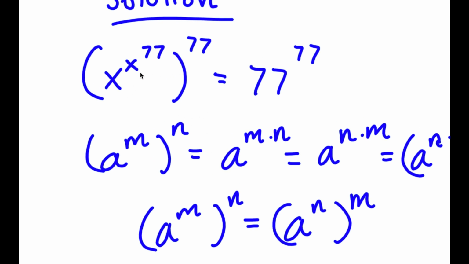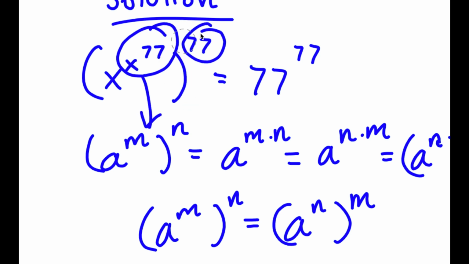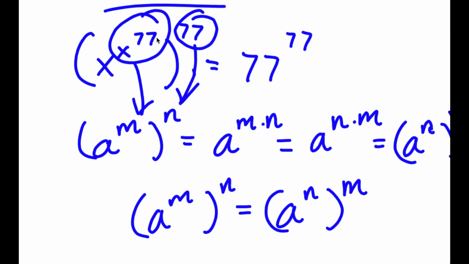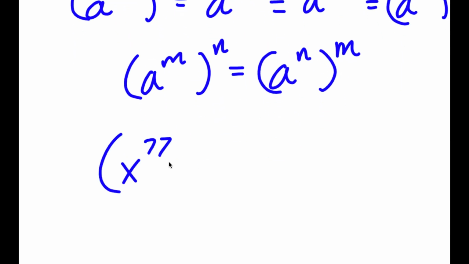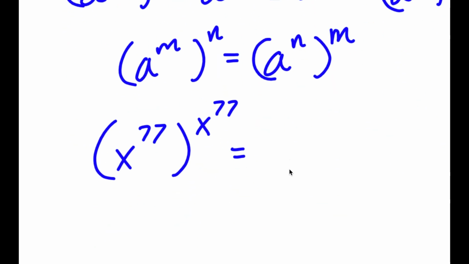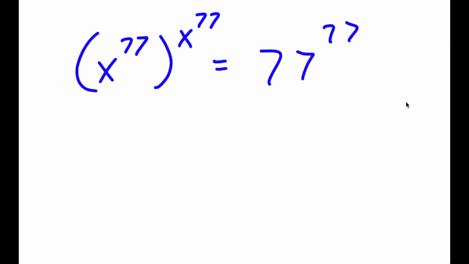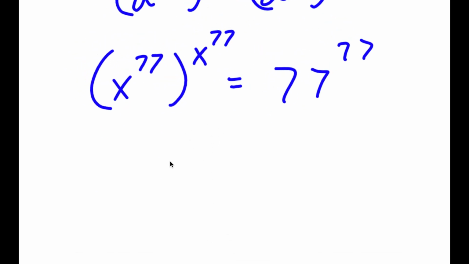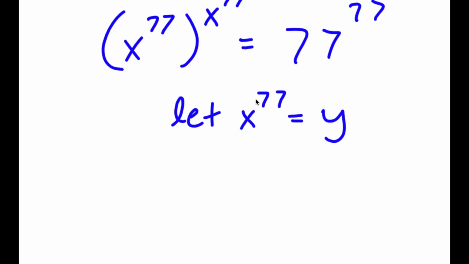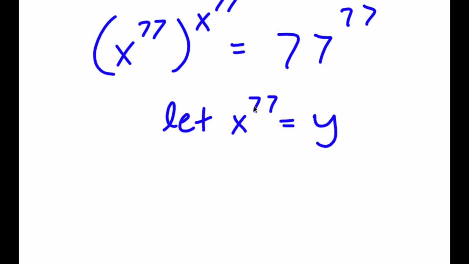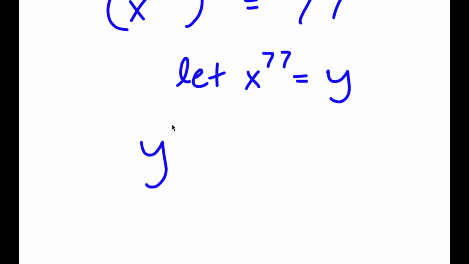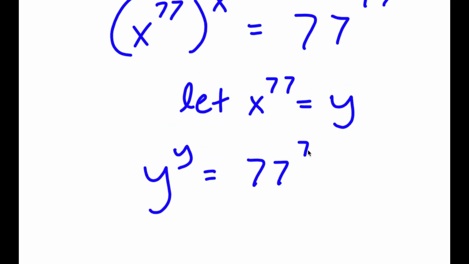So over here we have x to the power of x to the power of 77 to the power of 77, and we can think of x to the power of 77 as m and 77 as n. So now, remember, I can switch these two places. So now I have x to the power of 77 to the power of x to the power of 77 is equal to 77 to the power of 77. Now I'm going to let x to the power of 77 equal to the variable y. So if I substitute in y for x to the power of 77, I get y to the power of y is equal to 77 to the power of 77.